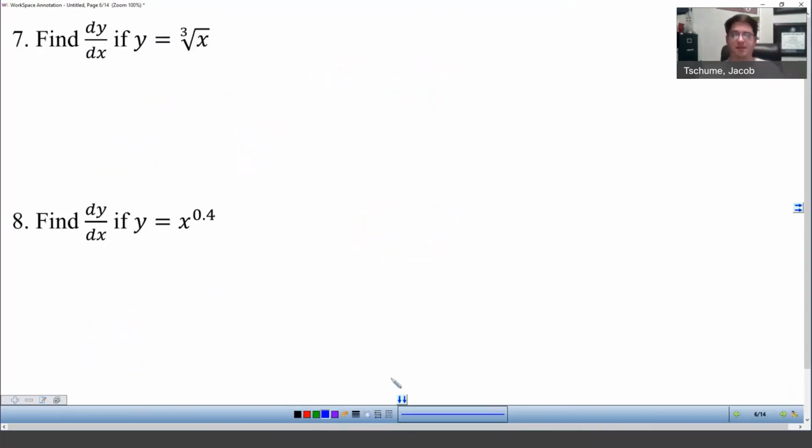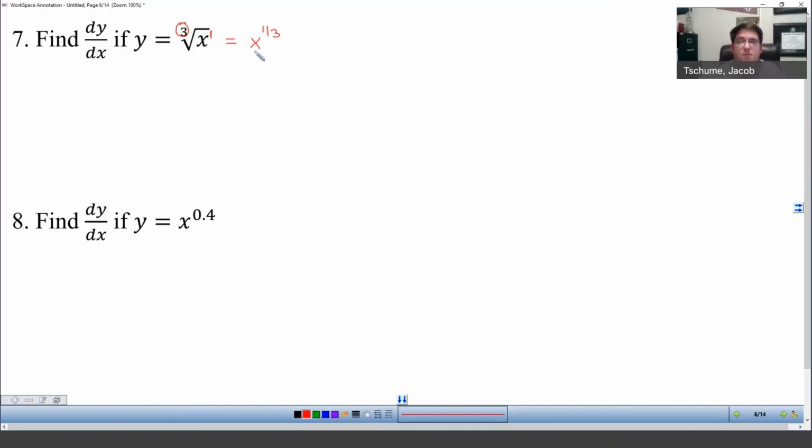All right, so let me show you a couple examples where this might be useful. So example number 7, find dy dx if y is equal to the cube root of x. All right, so we don't know a rule to take the derivative of radicals as they sit. So we will have to convert this into its exponential form. So what I'm going to do is know that the root on the outside is 3, and the understood power on the inside is 1. So if I were to rewrite this using that same conversion from the last slide, this would be x to the 1 divided by 3 power.